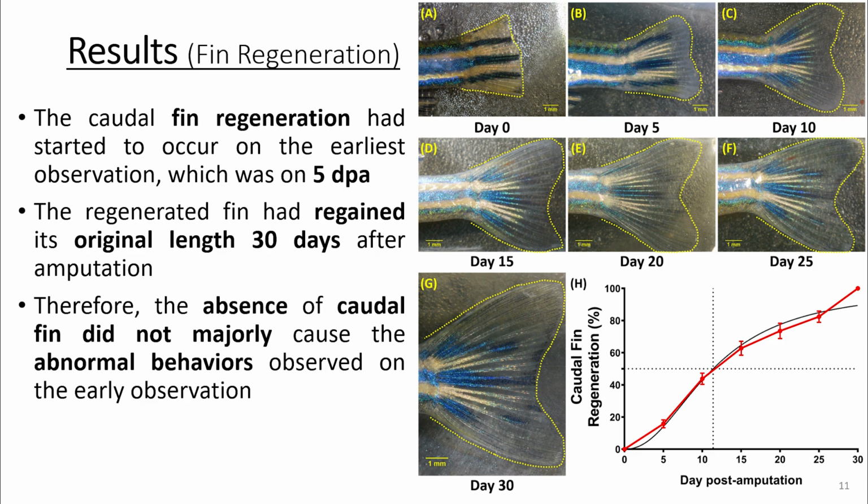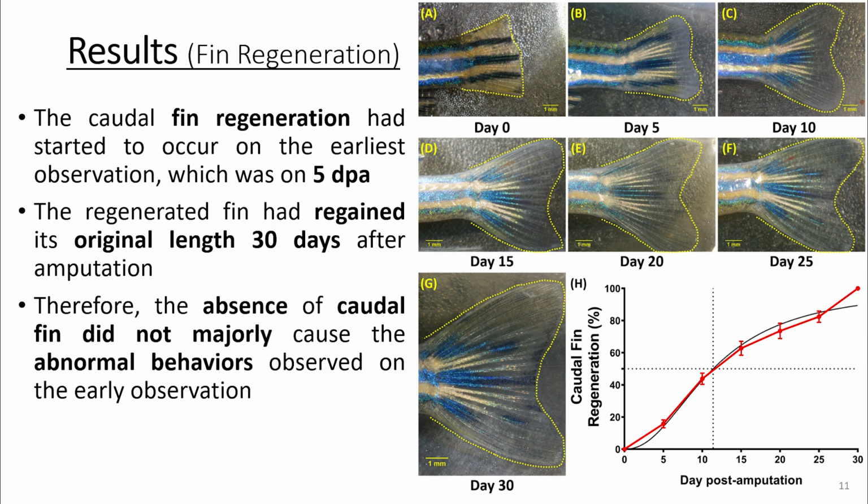Later, at 20 to 25 dpa, the size and form of the fin were almost fully restored, leaving a fragile whitish material at the fin margin that may be maintained throughout the entire life of the fish. Finally, based on the literature, the regenerated fin should have regained its original length 30 days after amputation.